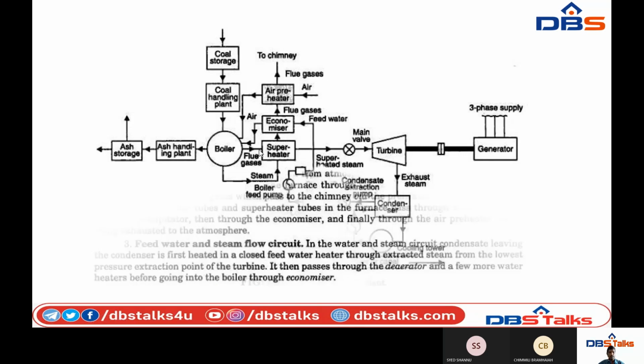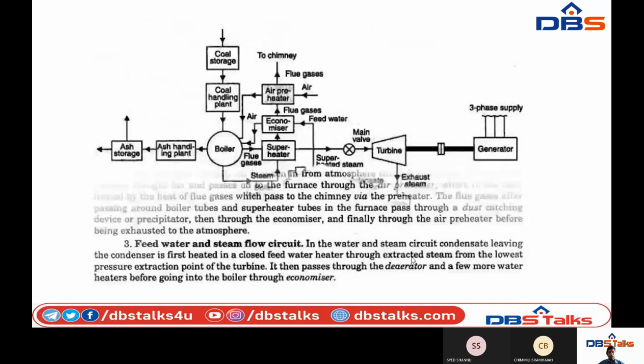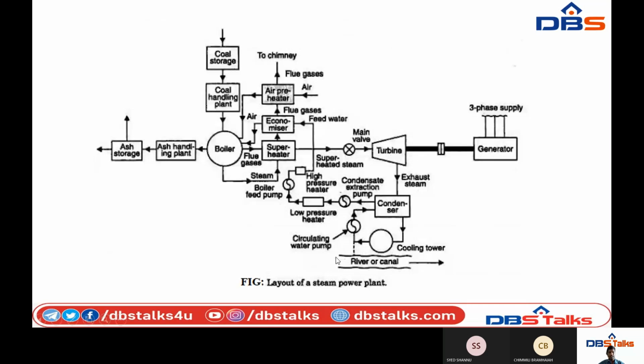After that, the cooling water circuit. First of all, we are taking the source. The source is nothing but water from a river or canal, and then cooling water is supplied to the condenser by using circulating water pumps. Then it is supplied through the extraction pump, then the low pressure heater, after then the boiler feed pumps, then high pressure water to the economizer, and finally the boiler.